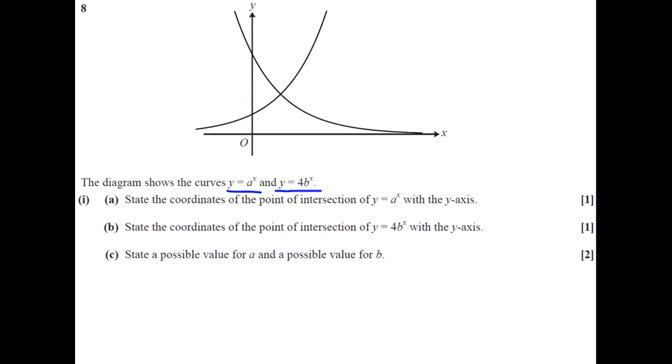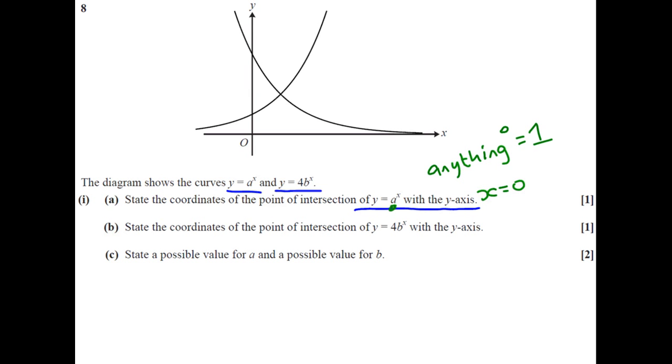Part A, state the coordinates of points of intersection of y equals a to the x with the y-axis. Now, if you think about the y-axis, that is when x equals 0. Anything to the power of 0 is 1. So it doesn't matter what this value of a is, it's going to cross at 1.